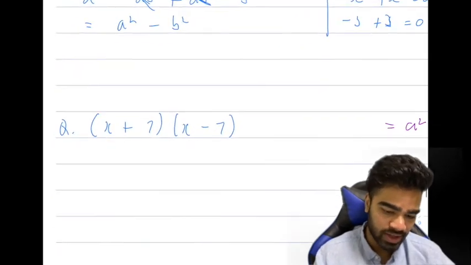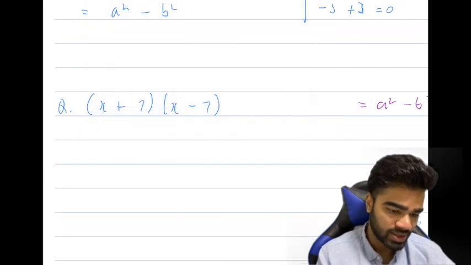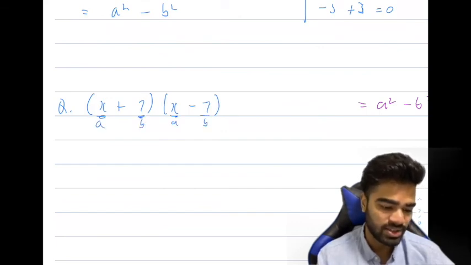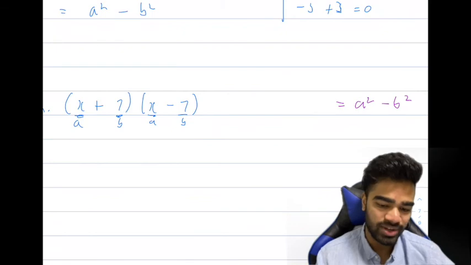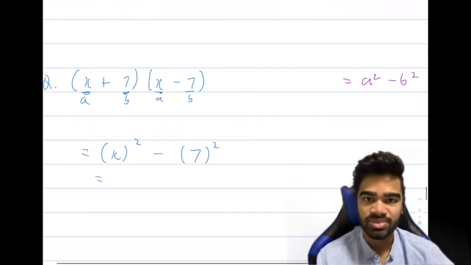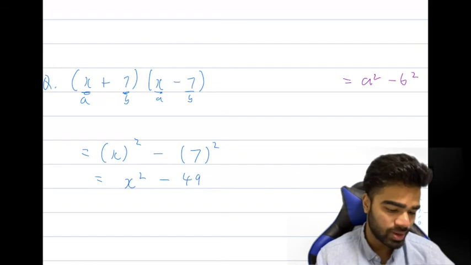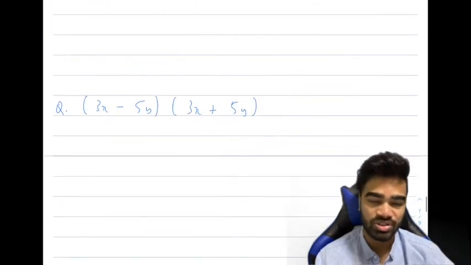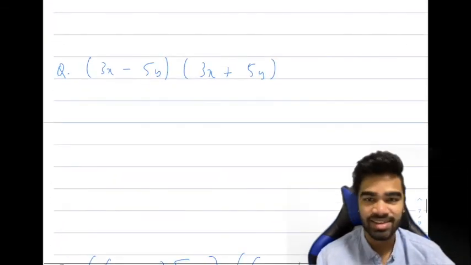X plus 7 times x minus 7. What's our a value? A value is x. B value is 7. You can see it's a, it's b. Right? So a really simple rule. What you do is you take your a, which is x, you square it. Minus, you take your b, which is 7, square it. That's it. Simple as that. What are you left with? X squared minus 49. Super simple questions. But it does get a little harder.